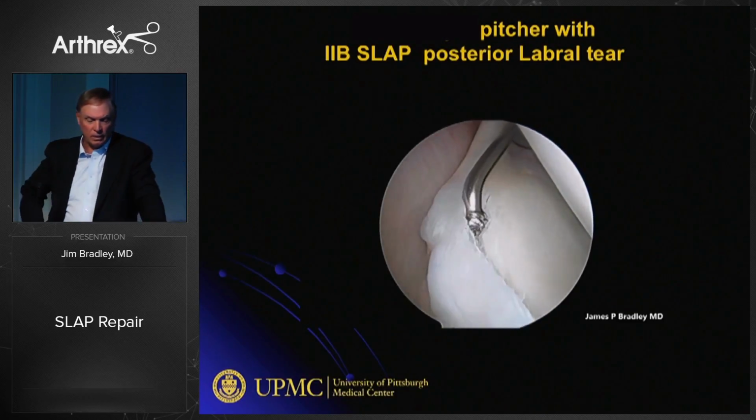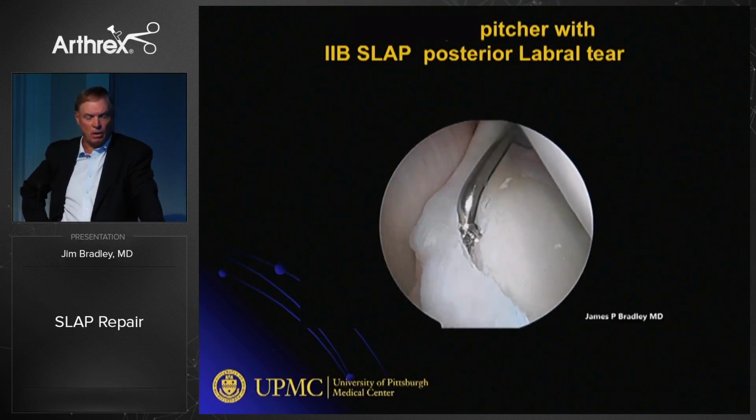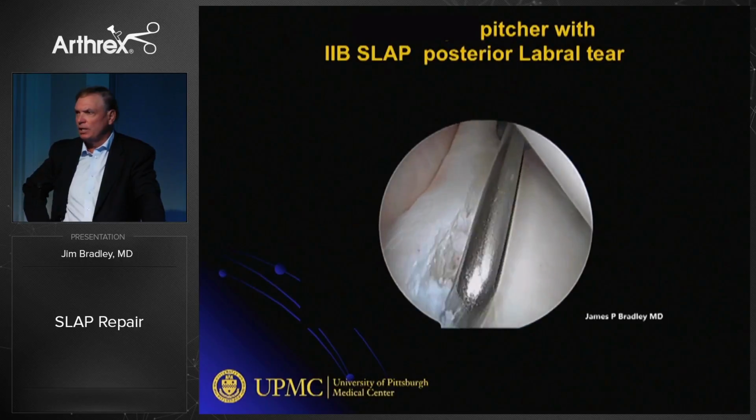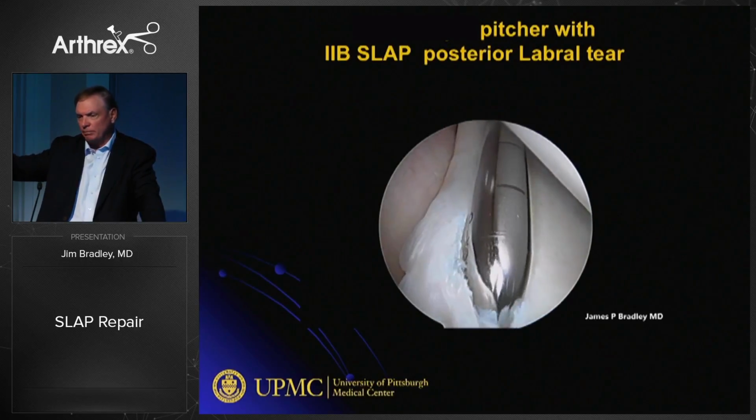Anyway, I use this little meniscal rasp, which works very well also. There's tissue-resecting burrs that you can put in there and push it off, or retracting burrs, you can push it off.